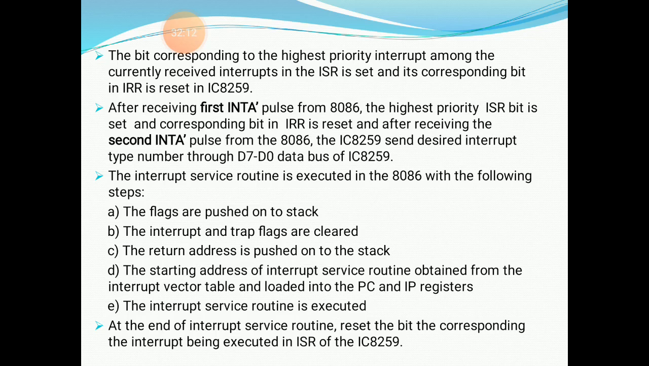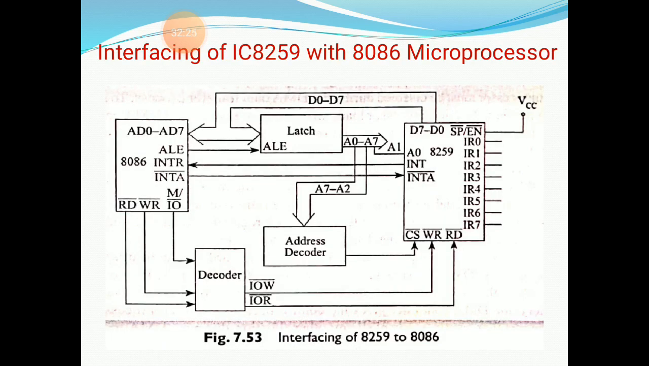At the end of the ISR program, the 8259 resets the bit corresponding to the interrupt being executed in the ISR of the 8259. So this is about the operation of 8259. Now let us see the interfacing of IC 8259 with the 8086 microprocessor.